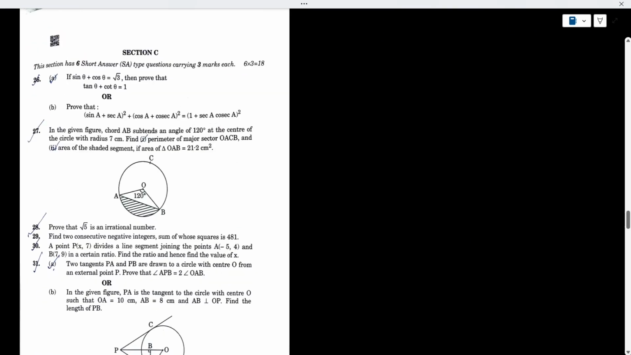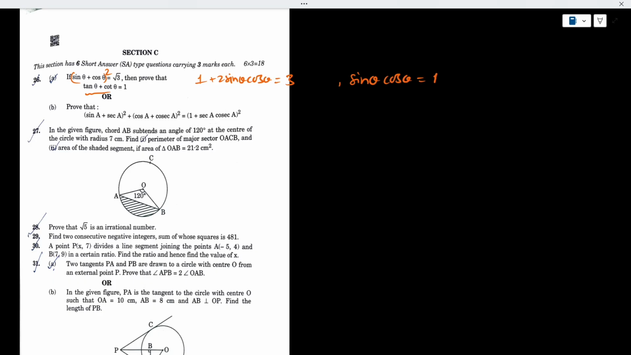This is section C, the first question. It's a trigonometry proving question. How will we do it here? First, you need to prove that this is equal to 1, right? Whatever is given, you do squaring on both sides, and you will get 1 plus 2 sine theta cos theta, and the right side squared will become 3. That means sine theta cos theta is 1.